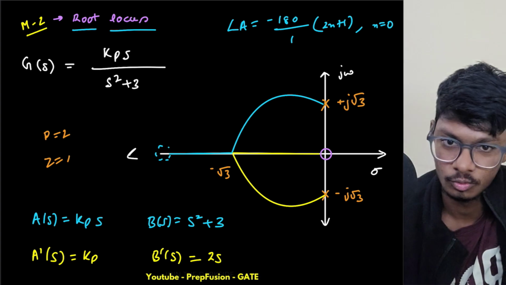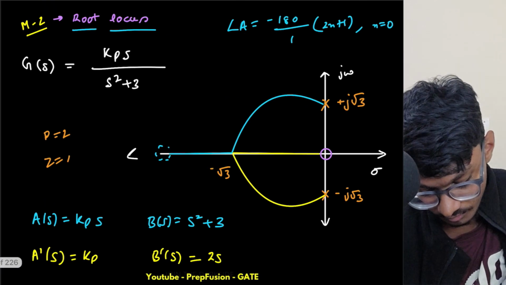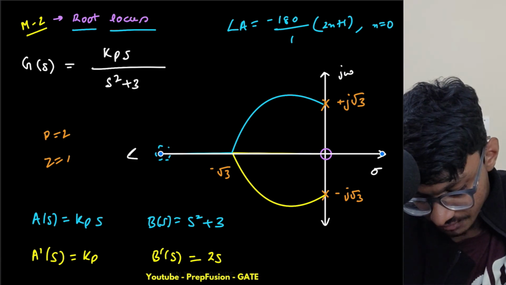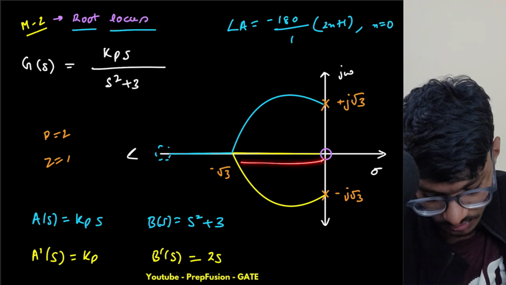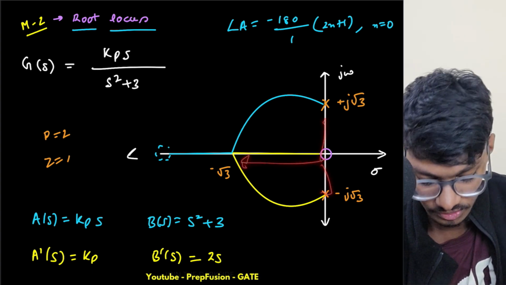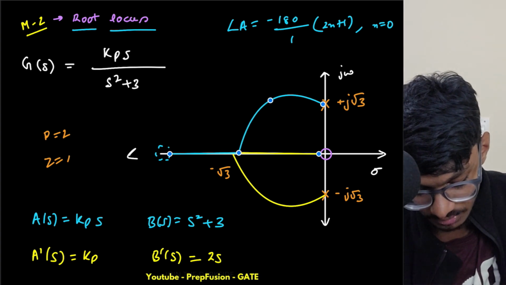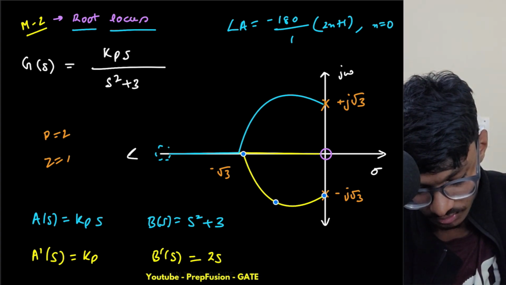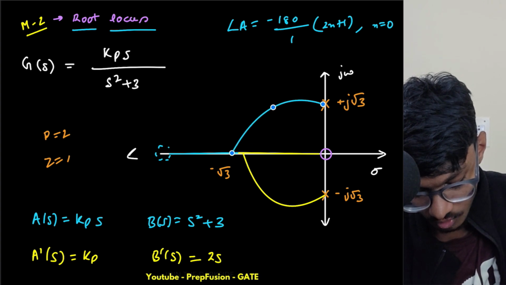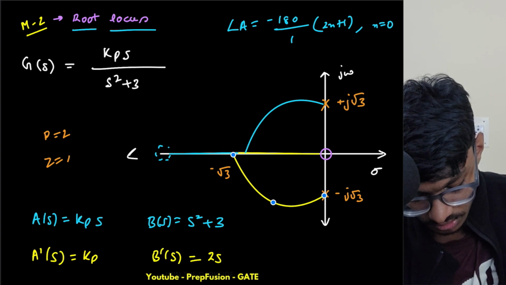I'm just drawing the root locus for now, that's why this is lengthy. Just bear with me. So next what I observe is that the distance from here is root 3, the distance from here is root 3, the distance from here is root 3. So this will form a circle. Don't go with the diagram, this is not looking like a circle, but this will actually form a circle. The distance will always be root 3. Just hold on a second.